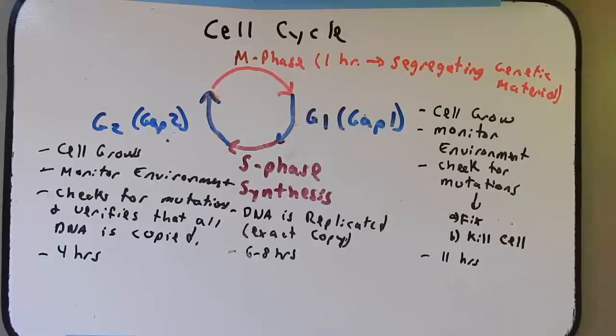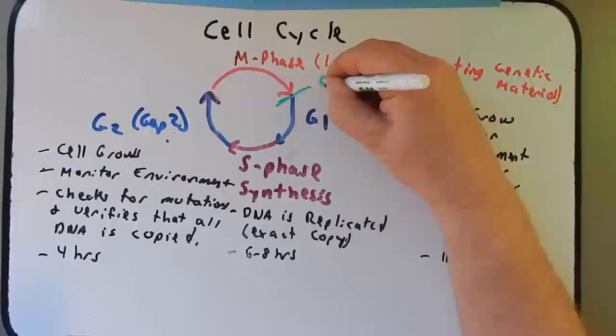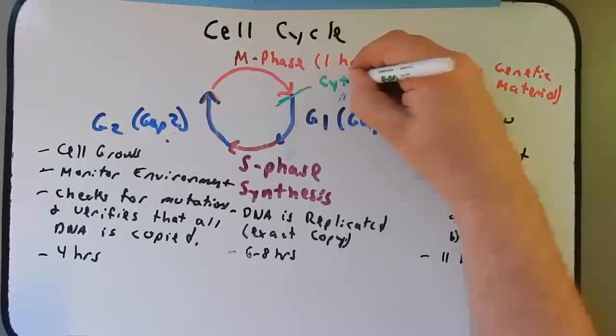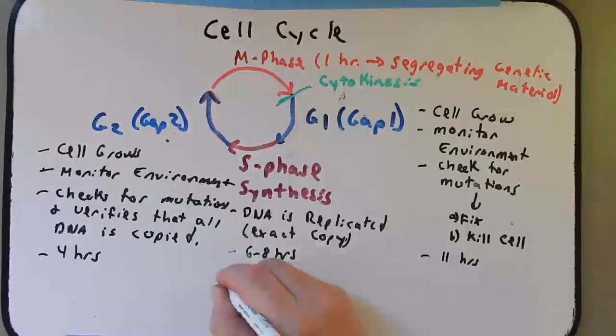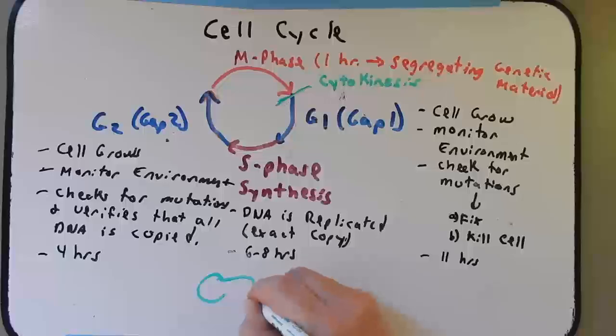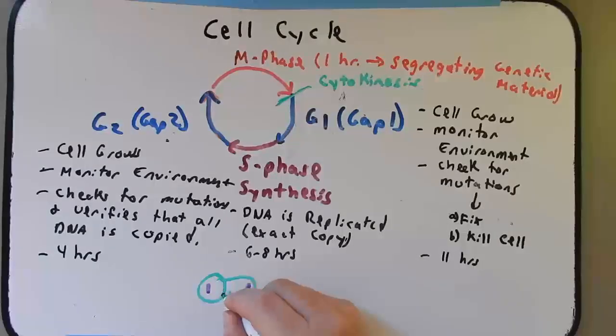Okay, there's one more part of this cell cycle that we need to include, and it's right here. And it's called cytokinesis. Cytokinesis occurs after that genetic material has been segregated to each of the new cells. Cytokinesis pinches off each of the two new cells into distinct cells. Cytokinesis is responsible for generating this final step of making the two new cells.